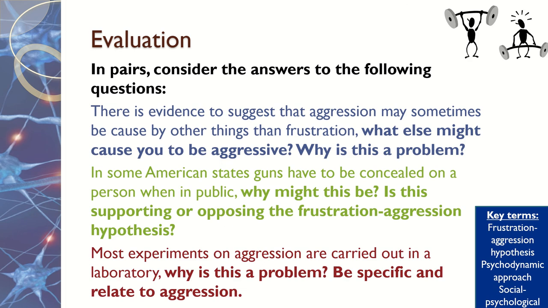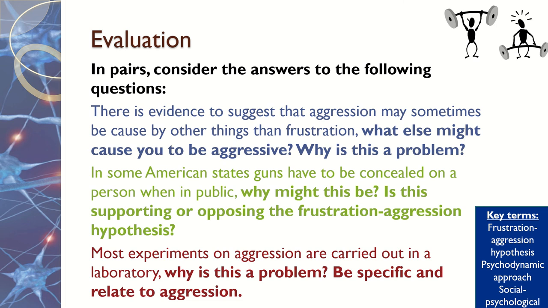So for the evaluation, we can think about there is evidence to suggest that aggression might be caused by other things. So frustration isn't the only reason. It could be triggered by external factors, like if someone shouts in your face or pushes in the queue, that annoys you, and it isn't because you're frustrated originally, it's just the environment that's causing it. And that's a problem because this theory must not be the only explanation for aggressive behaviour.